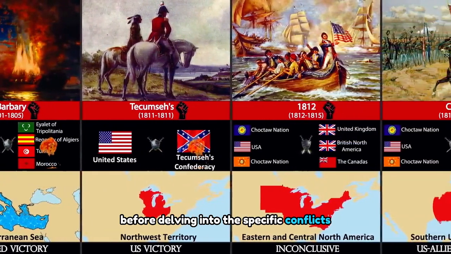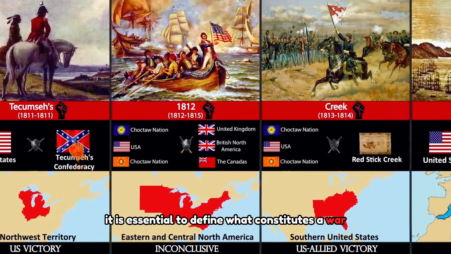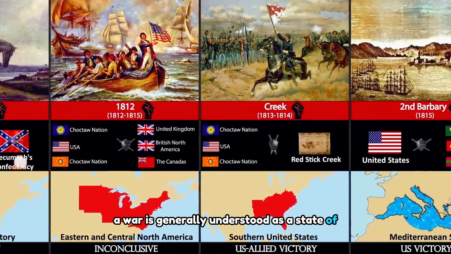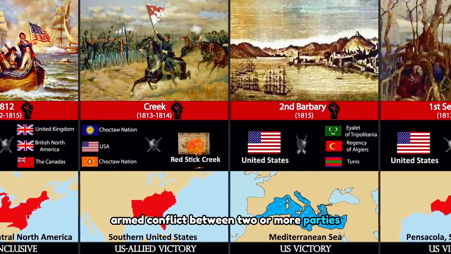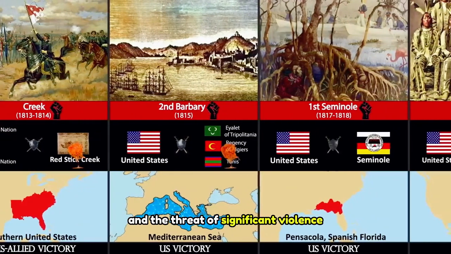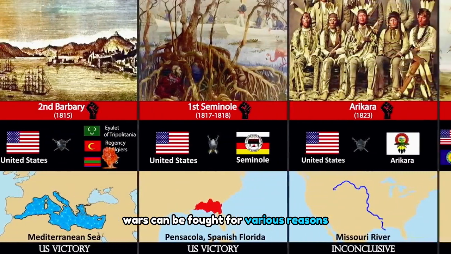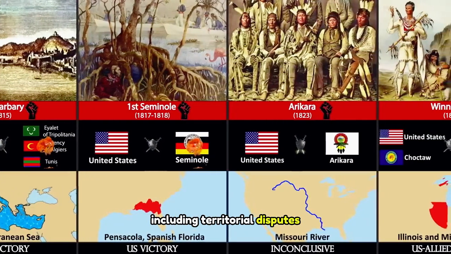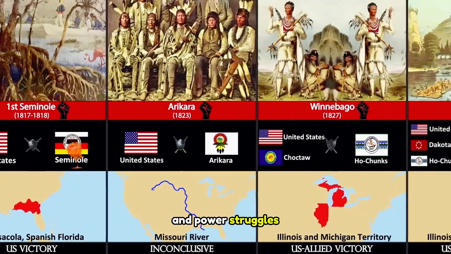Before delving into the specific conflicts, it is essential to define what constitutes a war. A war is generally understood as a state of armed conflict between two or more parties, typically involving the use of military forces and the threat of significant violence. Wars can be fought for various reasons, including territorial disputes, ideological clashes, economic interests, and power struggles.